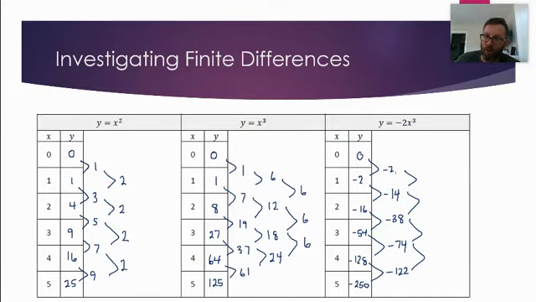Now, negative 2 to negative 14, that's a drop of 12. Negative 14 to negative 38 is a drop of 24. Then a drop of 36, and then a drop of 48. It looks like I did okay.